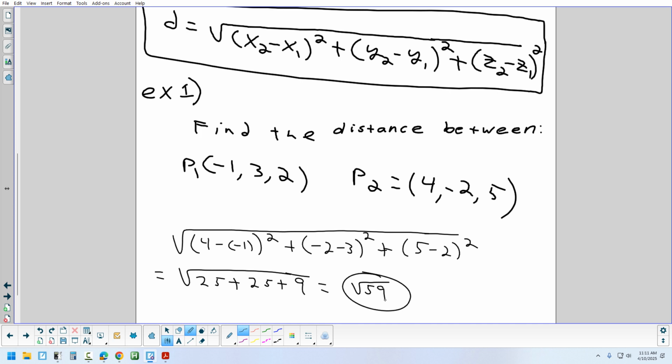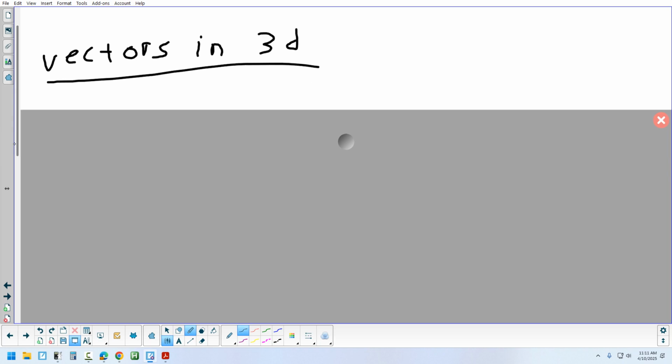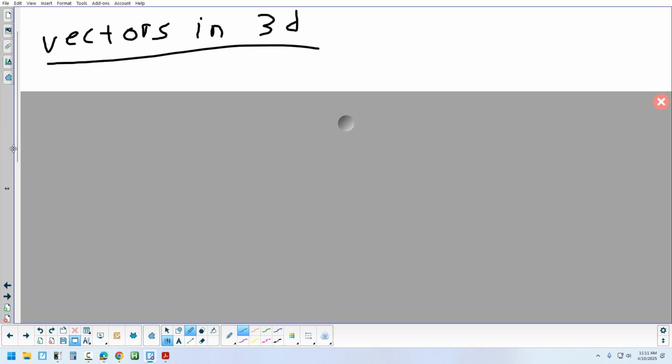Any question about finding the distance between 2 points in 3D? There'll be one of those on the list. Okay. Vectors. So that's a good formula to start with because it shows you the idea of what we're going to do with every formula with vectors. Take the 2D version, add something onto it to make it 3D.